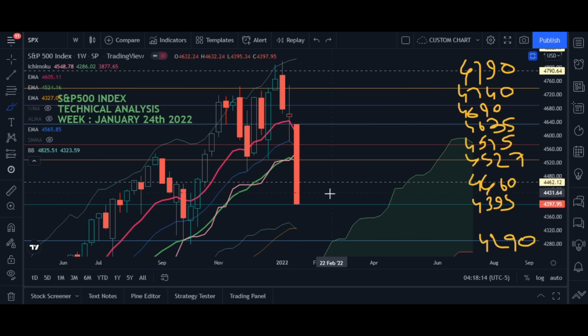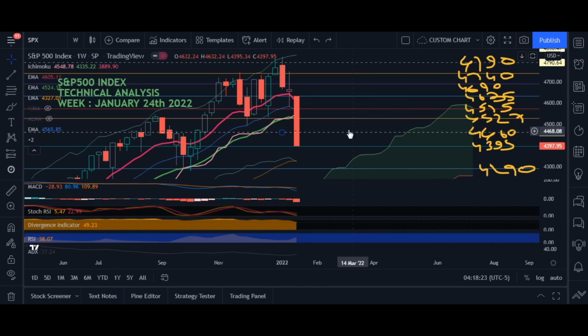Now comes the Ichimoku, because the market is moving above the Ichimoku, which means the market is bullish. Now, if we look into some other technical indicators, we have the MACD. You can clearly see very heavy divergence here, which means it is bearish. Then comes the stock RSI, which is clearly bearish. Then comes divergence, which is normal.